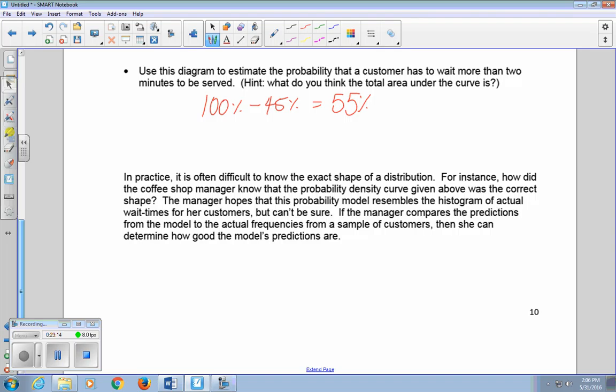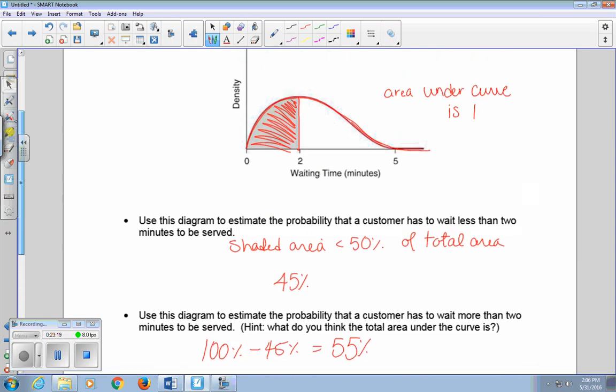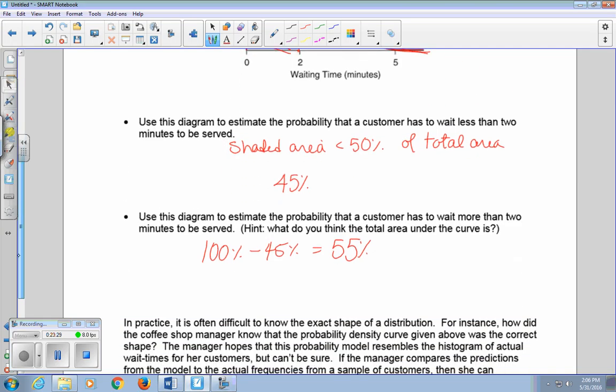So if she actually did a study, collected some data, drew a histogram, she could see how well this curve fits her actual data. And then she would know whether that is a good model or not.